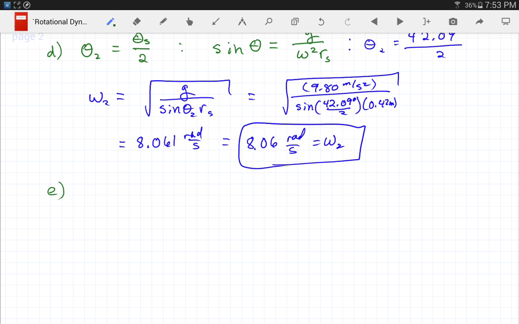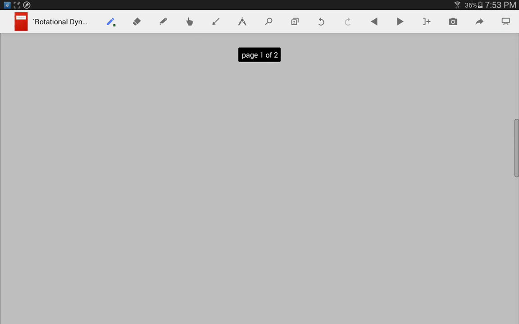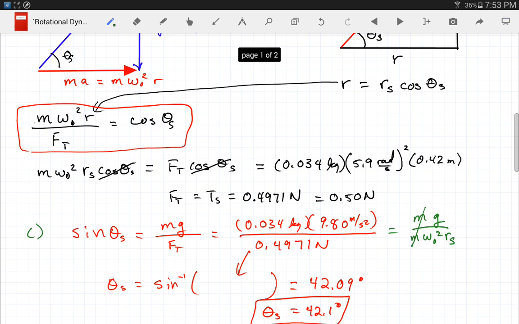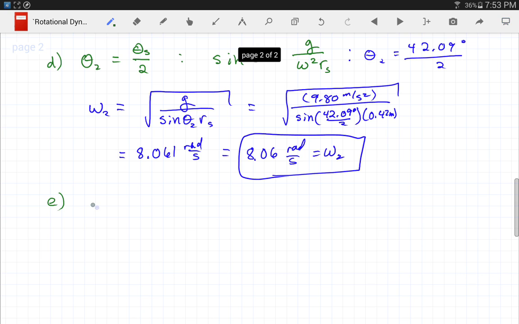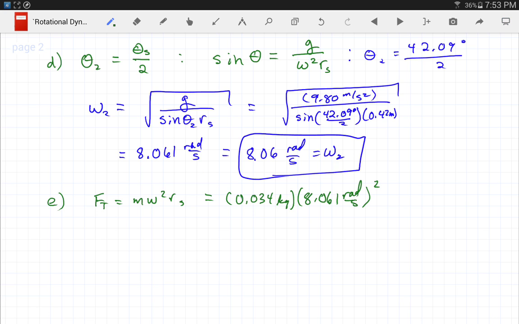So I just got this omega, and our tension was calculated with, and I'm going to scroll back so we can look at the equation. There we go. Our tension was calculated with force tension is m omega squared rs. So I'm just going to put in my mass, 0.034 kilograms, times the new omega, what I just found up above, 8.061 rads per second, quantity squared, don't forget the square, multiplied by the radius of the string, 0.42 meters. And that gives me force of tension is equal to 0.9279 newtons, or to 3 significant digits, 0.928 newtons.